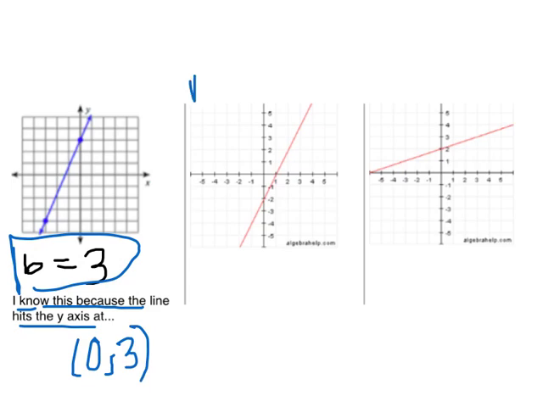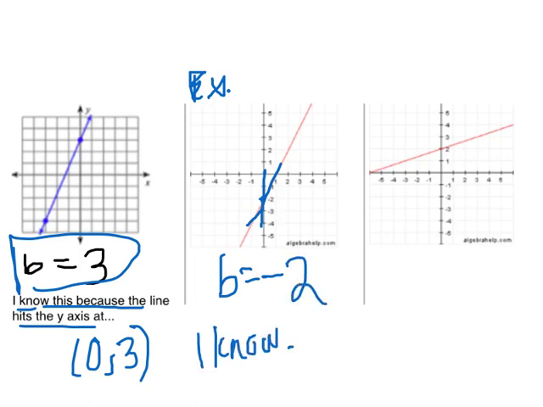Looking at the next example, where does the line hit the y-axis? It hits at that point right there. So b equals -2, and then write your I know this because. And the last one, what is your b? Your b is going to be 2, and then tell me how you know this. So I know this because.